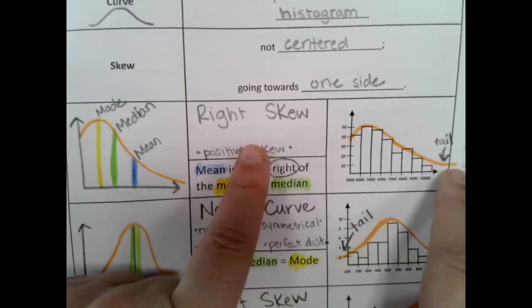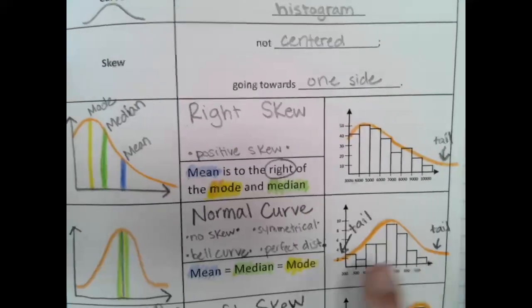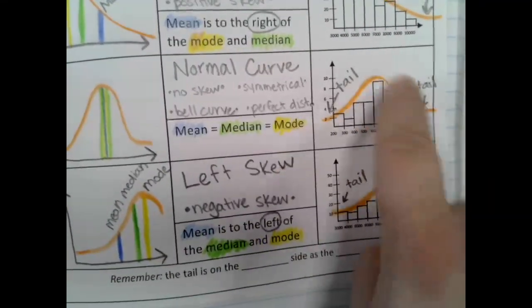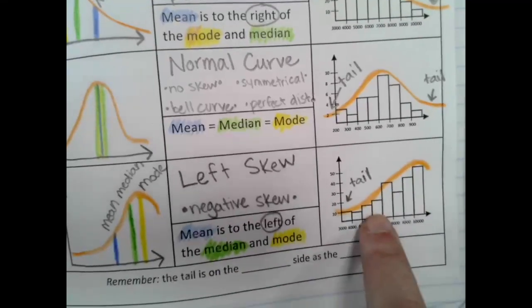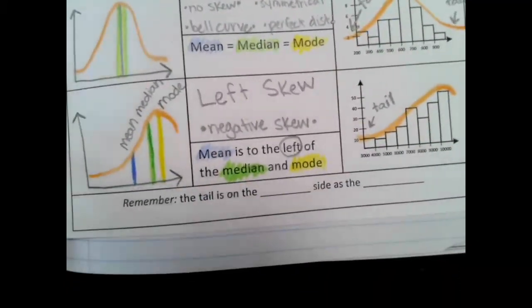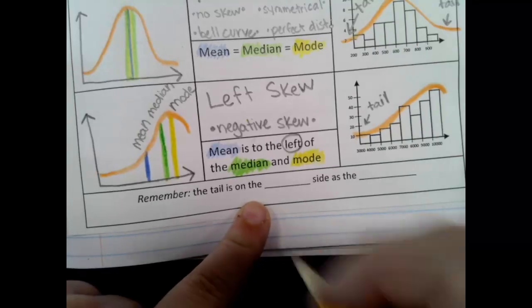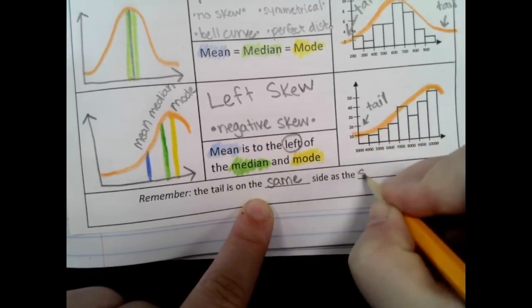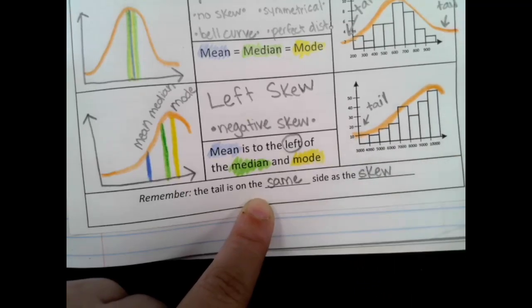So that's kind of a different way to look at it, is looking at what side the tail is on. Most people can identify a normal curve pretty quick. It's when the bump is in the middle. But for the left and right skew, it gets a little bit goofy. So that's one way to remember it. The tail is on the same side as the skew. So if the tail is on the left, it's a left skew. If the tail is on the right, it's a right skew.